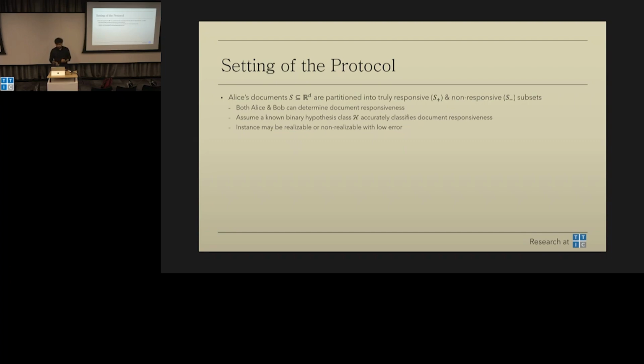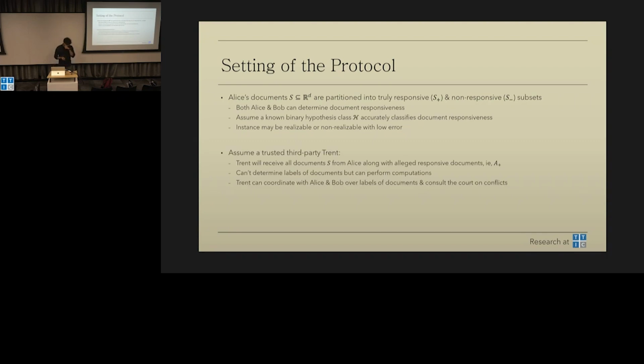And we'll also assume that there is a known hypothesis class H, which accurately classifies document responsiveness. Alice and Bob might agree that there is a kernel-based classifier which works, or a more complicated neural network which does this. But both agree that there is some hypothesis class which is rich enough to capture responsiveness and non-responsiveness. And we don't assume that the instance, by which I mean the way S is being partitioned, is realizable with respect to the hypothesis class. It can be non-realizable, but it should at least be somewhat accurate.